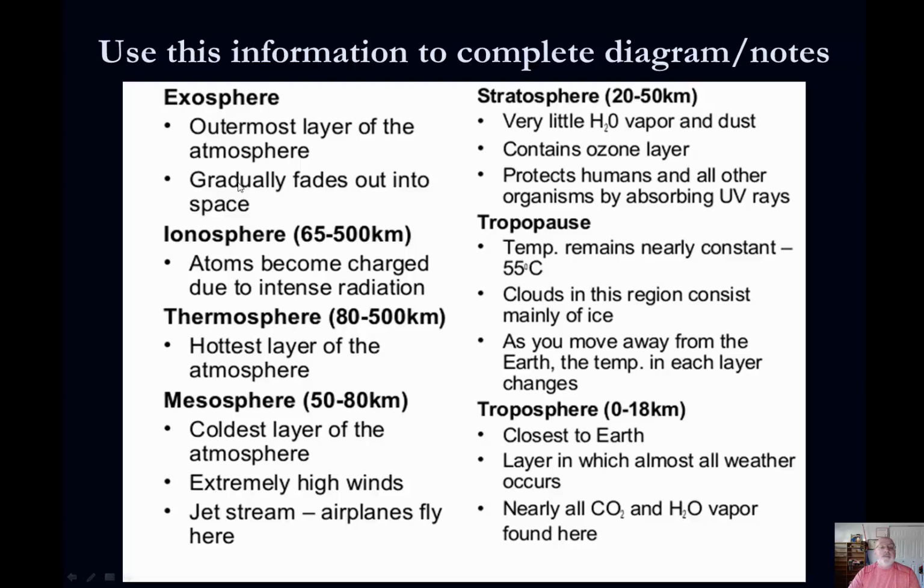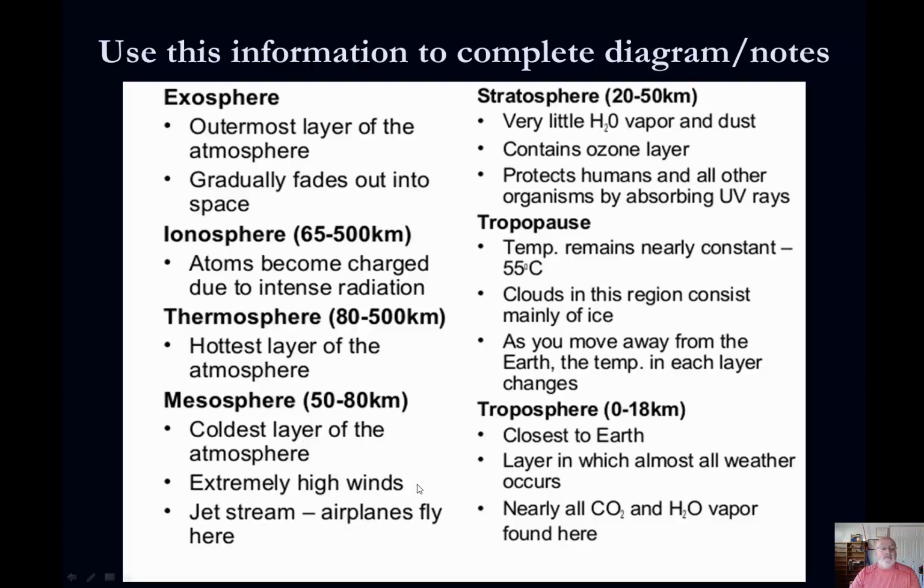Exosphere: the outermost layer of the atmosphere, gradually fades out to space, maybe not really belonging to the Earth, maybe not really belonging to space, maybe a little bit of both. Ionosphere: atoms are charged, and this is due to intense radiation. We can use them for radio contact. Thermosphere: the hottest layer of the atmosphere. Mesosphere: the coldest layer of the atmosphere.